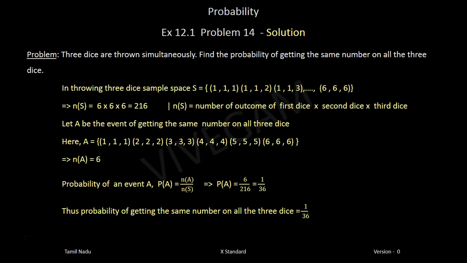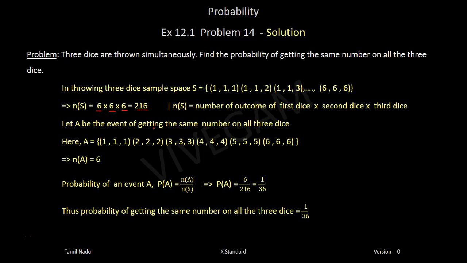Or you don't need to do all those things. For the first die, the number of possible outcomes is 6. For the second die, the number of possible ways is 6 because it's got 6 numbers, right? It can give you 1 to 6. The third die also has 6 possible outcomes. So all put together, when they're all thrown together, 6 into 6 into 6, 216 possible outcomes are there. So this is enough. n of S is found.